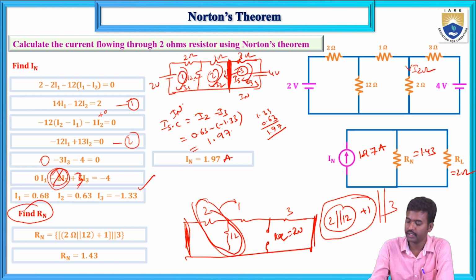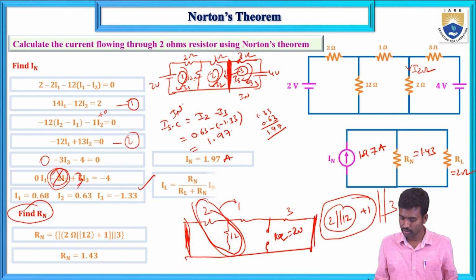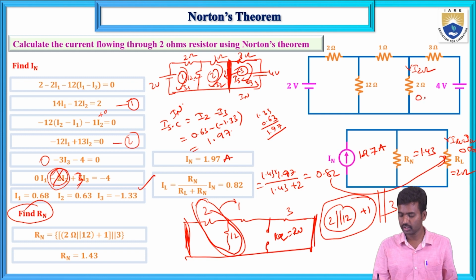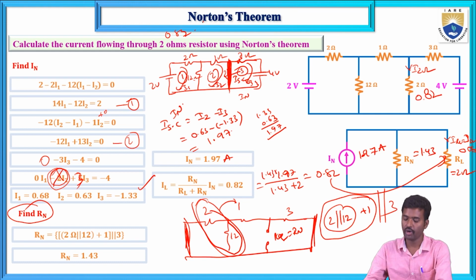Now how do we calculate this current? IL equals RN divided by the total resistance, into IN. So the current through the 2 ohms resistor equals 0.82. Here IN is 1.97, the total current, and RN is 1.43, so 1.43 divided by (RN plus 2) times 1.97 equals 0.82. This current is 0.82 amperes. In Thevenin's theorem we also got the same value. You can verify that.